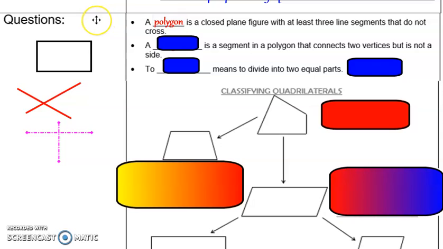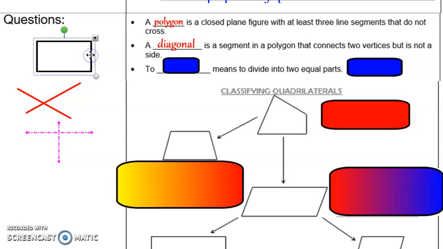A polygon is a closed plane figure with at least 3 line segments that do not cross. A triangle is an example of a polygon, a square, a rectangle, just any shape with at least 3 sides that's closed. A diagonal is a segment in a polygon that connects 2 vertices but is not a side.